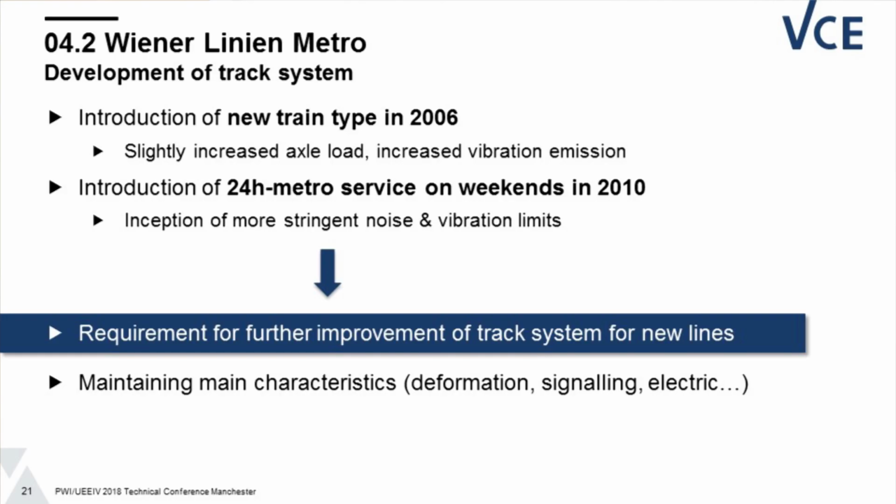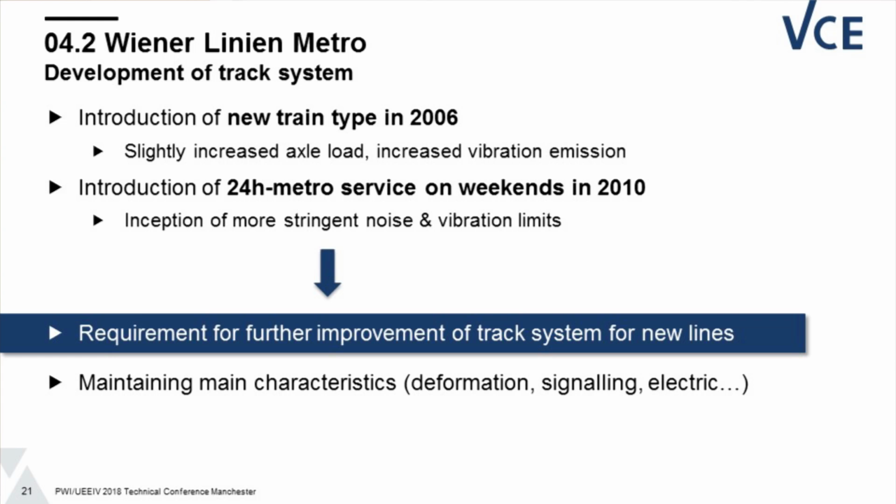It has a slightly increased axle load, but something else was also happening: the introduction of the 24 hours metro service during weekends in 2010. The Austrian limits for noise and vibration depend on the service hours of the trains. So when we have overnight service, the allowable limits were decreased. So now we have an additional problem. As you might understand, these two parameters are not matching in favor.